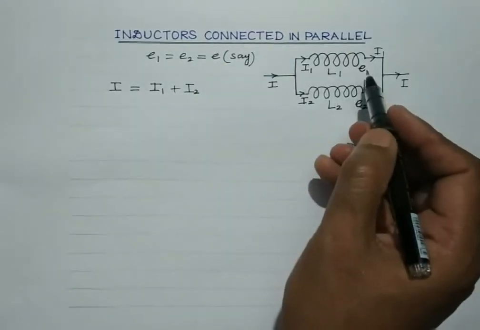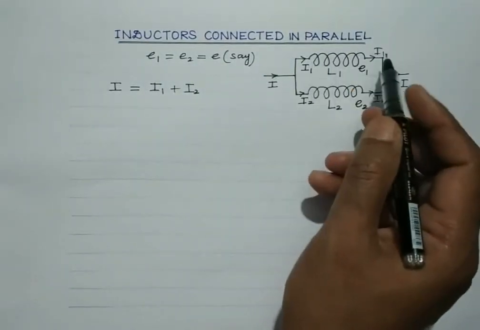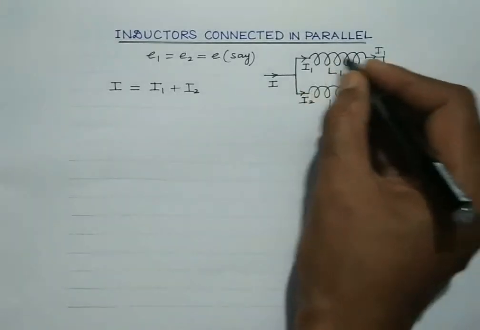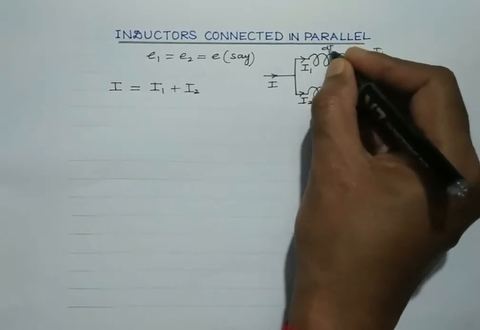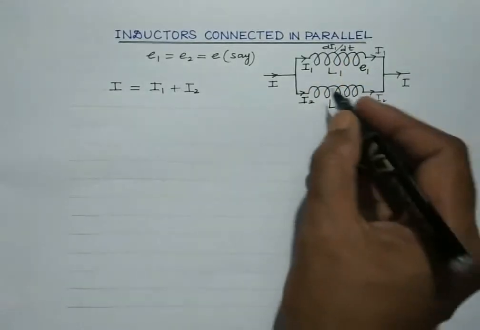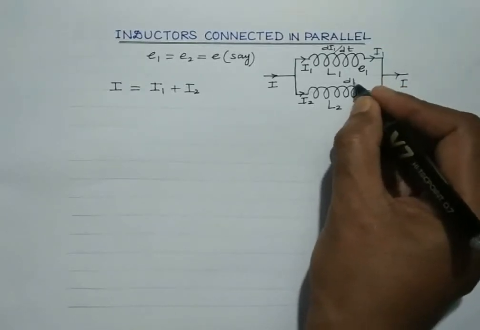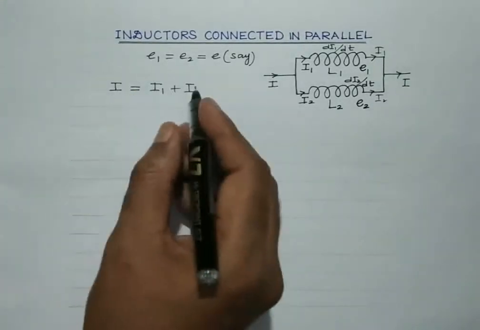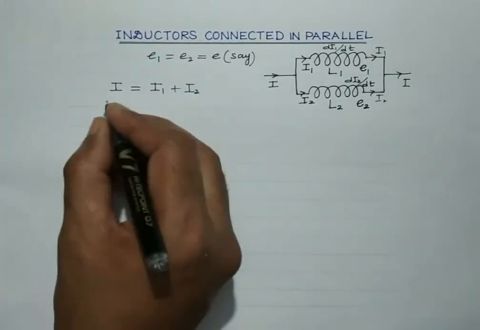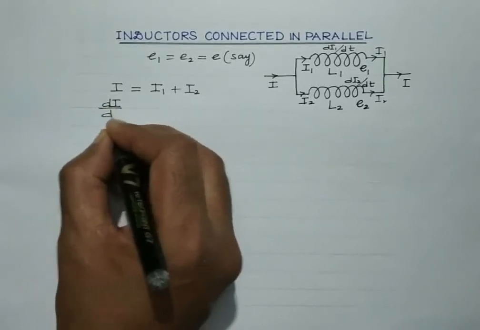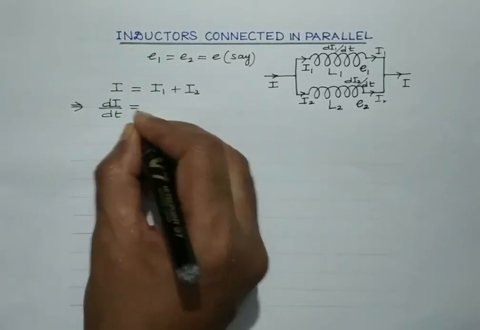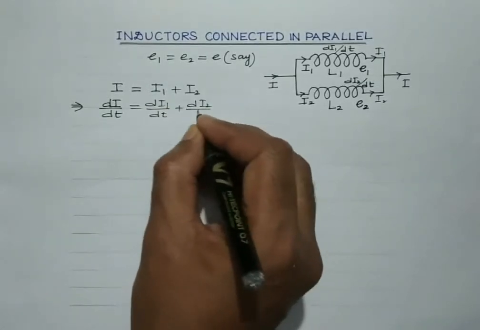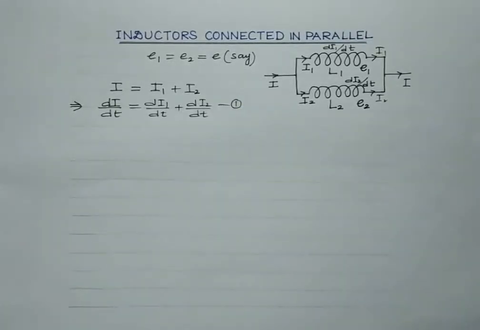Now, induced EMF will get produced only when the current through this coil changes, isn't it? So, suppose the rate of change of current through the first coil is dI1 by dt, while in the second coil, the rate at which the current changes, let us consider it to be dI2 divided by dt. So, differentiating this equation with respect to time on both sides, we get dI by dt is equal to dI1 by dt plus dI2 by dt. Put this as equation 1, right?